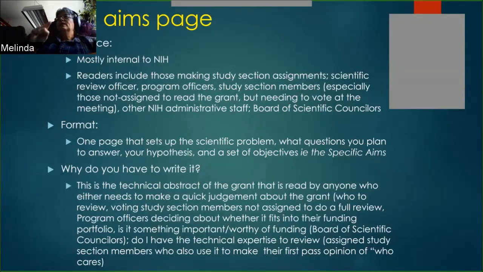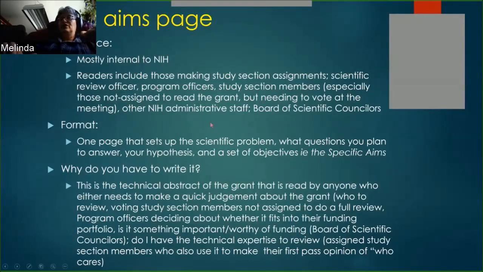And the only piece of your grant that those other 17 study section members are usually going to be reading is your specific aims page. So that's another reason why it's really important: even a lot of the scoring is going to be based on an opinion given by just reading the specific aims page and not the grant.